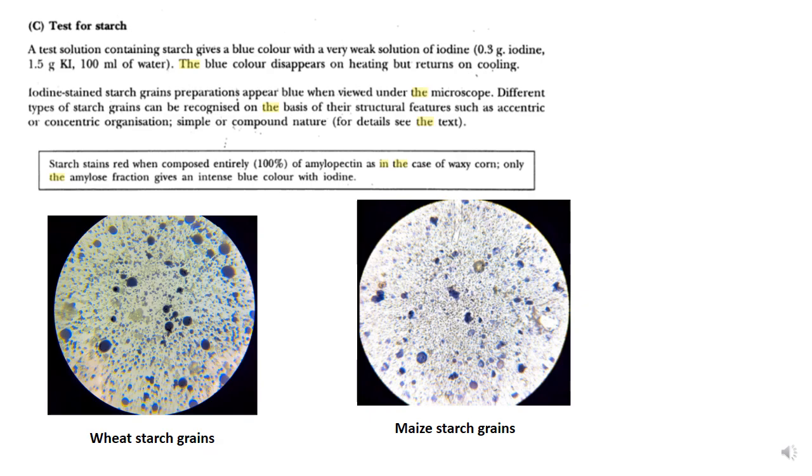And we can see eccentric or concentric starch grains under the microscope. For example, here in the first picture we can see the concentric starch grains in wheat, and in maize we see that the starch grains are somewhat different from wheat because they have a star-shaped starch grain.